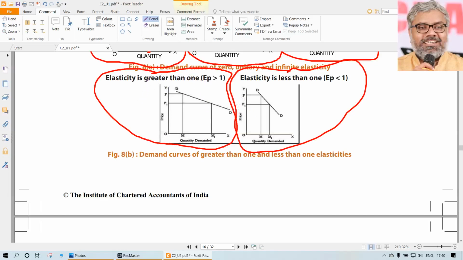Read this graph carefully, where the elasticity of this product is greater than 1. So what does it mean? It means that the change in the quantity demanded, look at this distance, how much is this? This is higher. Whereas the change in price here, this distance, if you see, is lower. So a small change in the price results in more change in the quantity demanded. That means this product is highly price sensitive, or we can say the price elasticity of this particular product is greater than 1. That means the change in the quantity demanded is more than the change in price. That's what happens when the elasticity is more than 1.